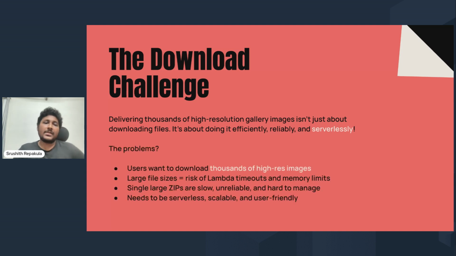So what are the various problems that we had? First of all, users want to download thousands of high resolution images, and each image, as I kept reiterating, is in MBs. Large file sizes mean a risk of Lambda timeouts and memory limits. Lambda, as I told, has a maximum timeout of 15 minutes. Let's say there are thousands of images and you want to download each of those from S3. In one Lambda function it might not be possible, because it will take time to download them from S3, especially the high resolution heavy images.